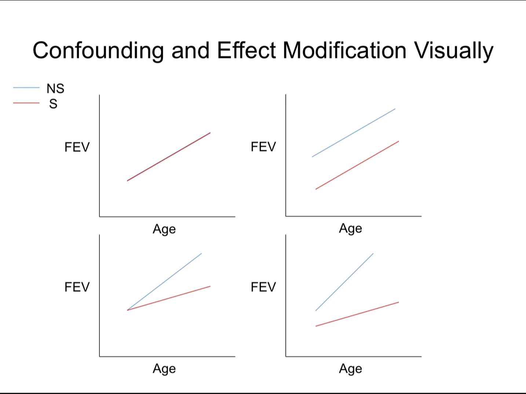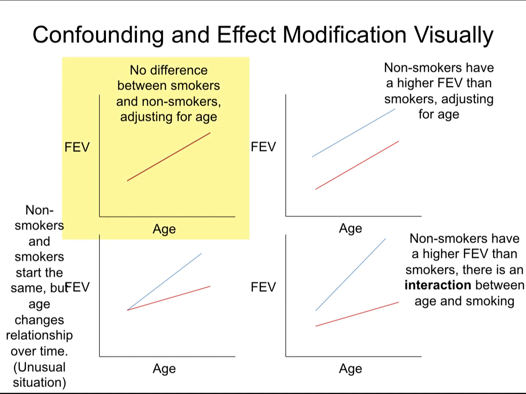There are 4 things that can happen when we model this. Smokers are red and non-smokers are blue. On your top left is a model where smokers and non-smokers have the same intercept and same slope. This model is saying that smoking is not important. The lines are pretty much exactly the same.